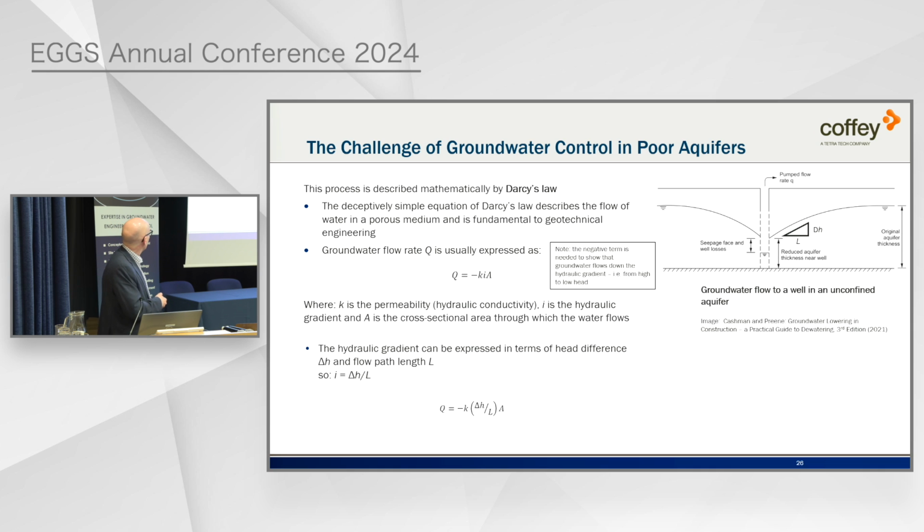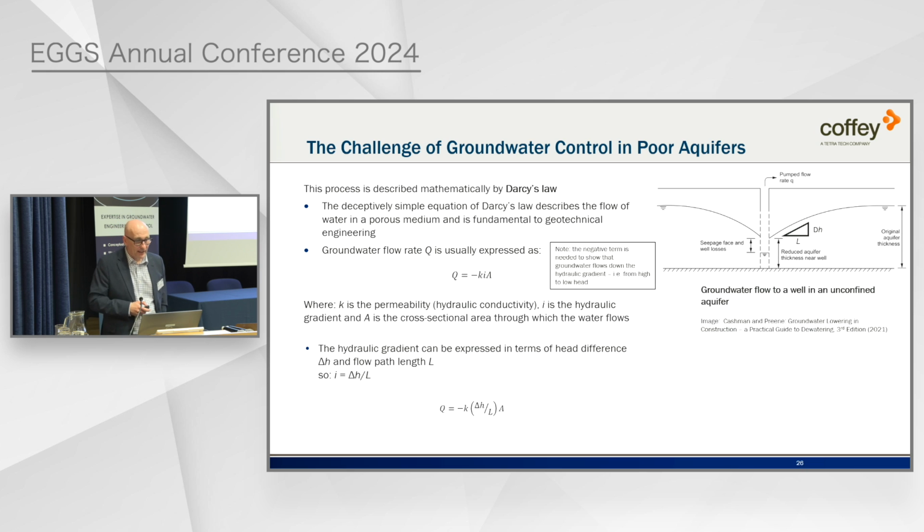And in this formula, we have the flow rate Q equal to the product of the permeability K, which is hydraulic conductivity, the hydraulic gradient i, and the area A. And the reason that you need a negative term, the reason that it's essential, is that the groundwater flows down the hydraulic gradient, i.e. from high head to low head.